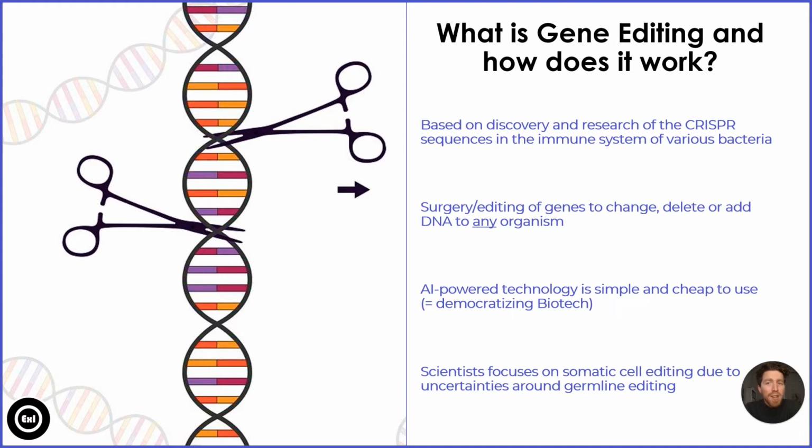In general, gene editing is based on the discovery and research of the CRISPR sequences in the immune system of various bacteria. The two scientists, Emmanuel Charpentier and Jennifer Doudna, published a paper around this in 2012 and got the Nobel Prize of Chemistry in 2020 for their work in the field. These two scientists basically discovered the CRISPR or invented the CRISPR-Cas9 technology, which is often called the gene scissor, like you can see on the picture on the left side.